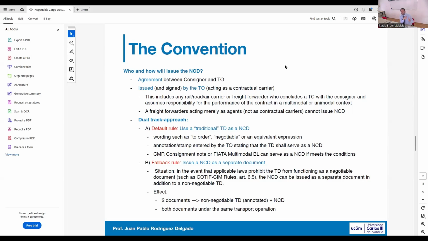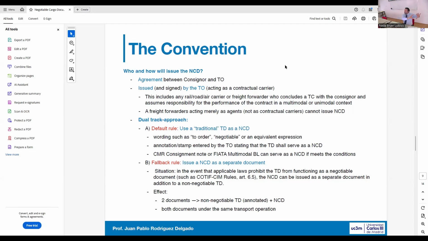But for example, the FIATA multimodal bill of lading can be used as a negotiable cargo document for multimodal transportation. We don't have in force a convention on multimodal transportation. We have a convention on multimodal transportation from 1980, but if I remember correctly, it's not in force. So national legislation has the power to decide if the multimodal transport document is negotiable or not. For example, in Spain, my country, a multimodal transport document must be issued as a negotiable document if a maritime leg is involved in the transportation. In that case, the multimodal document must be used as a document of title, but probably in other jurisdictions not.